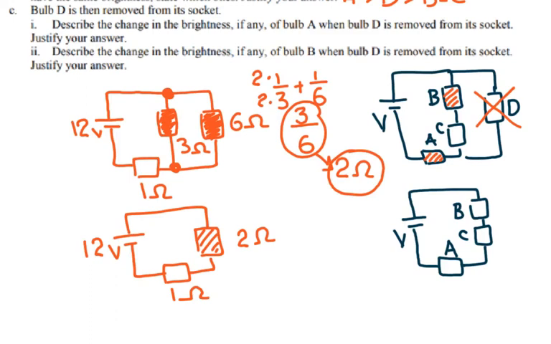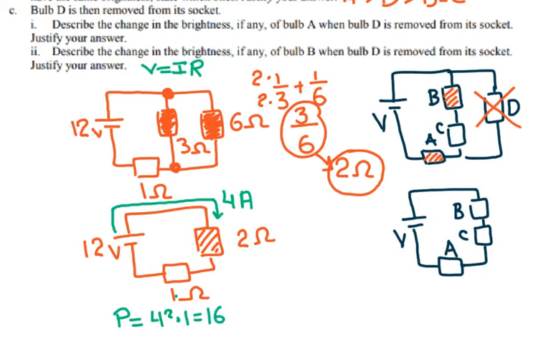So when I look at this circuit, the current goes from positive to negative. The current is going to be 4 amps because the voltage is equal to I times R. Your voltage is 12, your total resistance in series right now is 3, since 2 and 1 gives me 3. So the current is 4. The power on the 1 ohm resistor is equal to I squared R, which is 4 squared times 1, and gives me 16 watts.